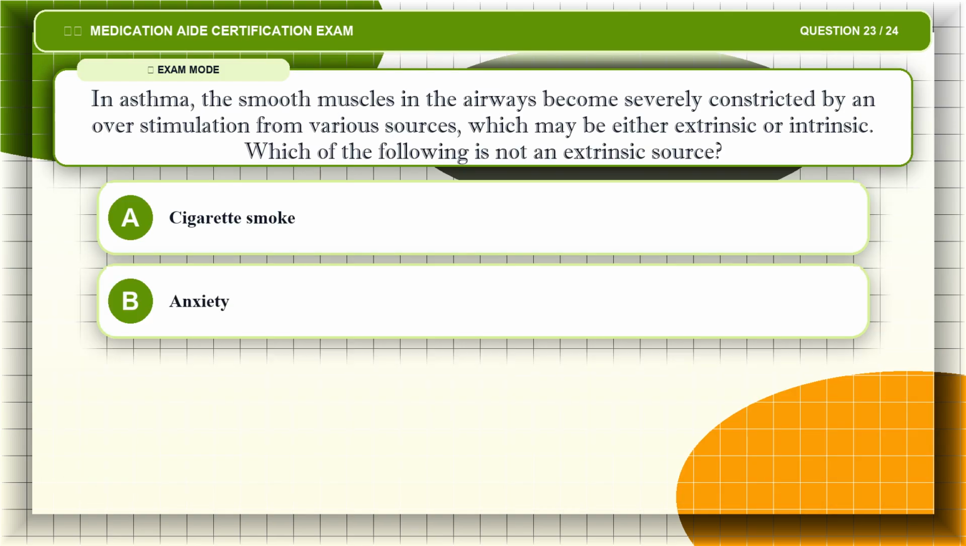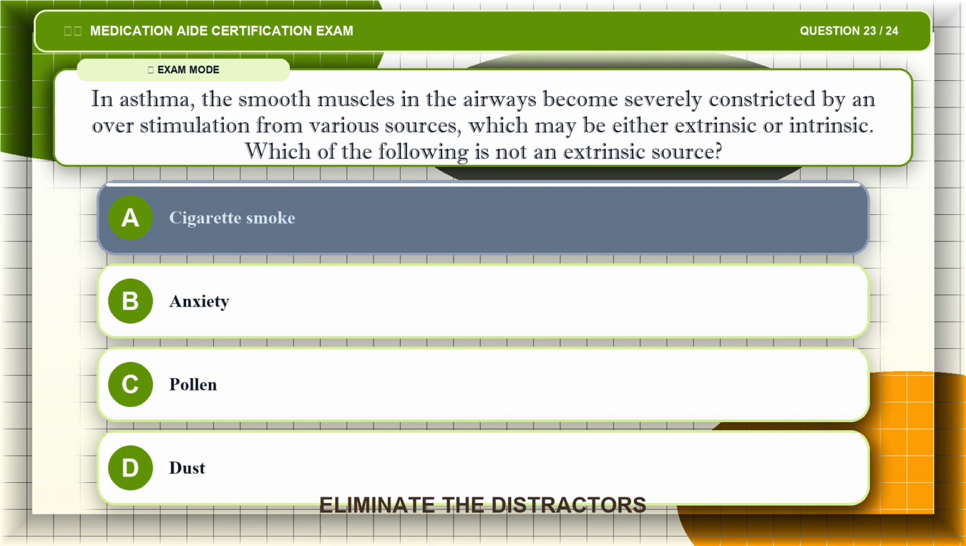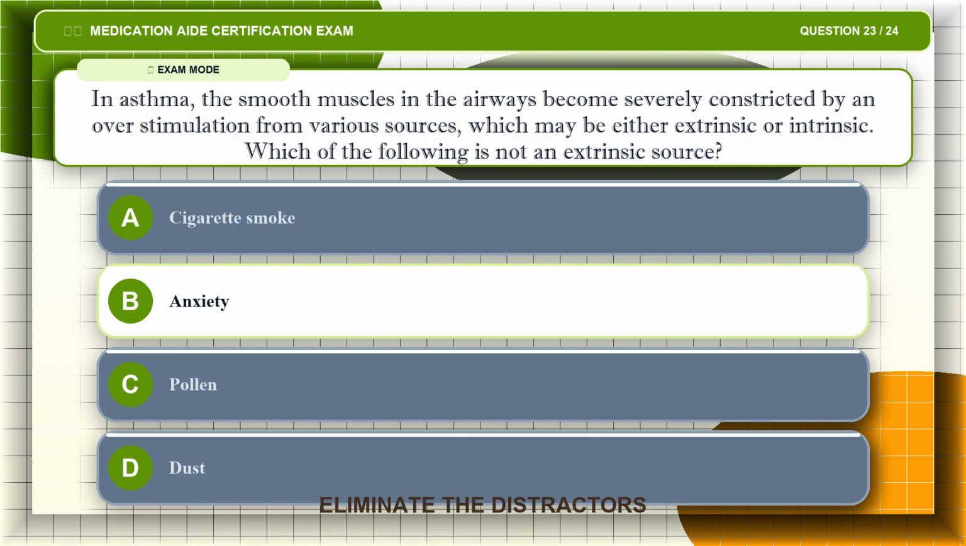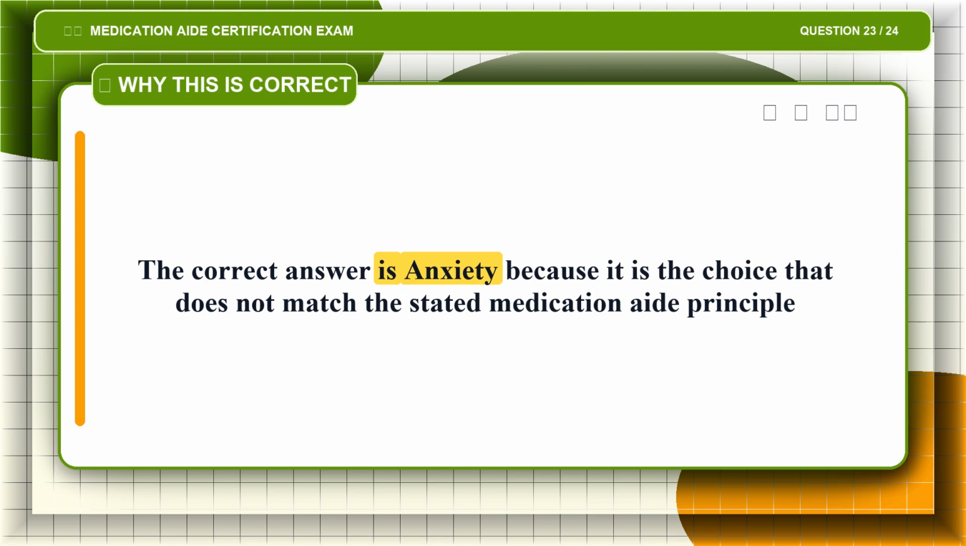Question 23. In asthma, the smooth muscles in the airways become severely constricted by an overstimulation from various sources, which may be either extrinsic or intrinsic. Which of the following is not an extrinsic source? Option A, cigarette smoke. Option B, anxiety. Option C, pollen. Option D, dust. The correct answer is option B, anxiety, because it is the choice that does not match the stated medication aid principle.